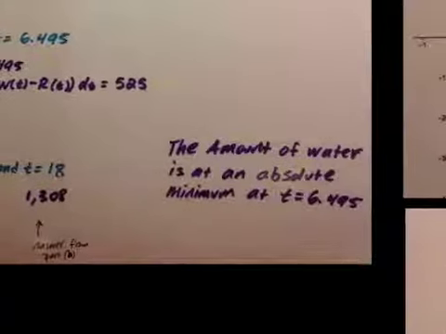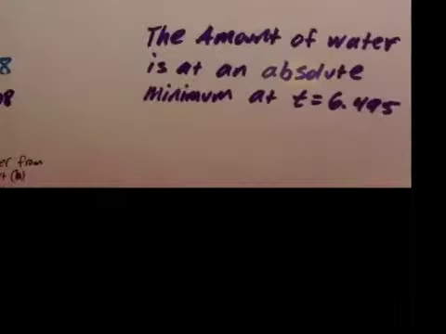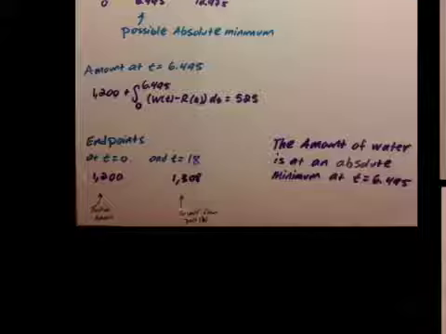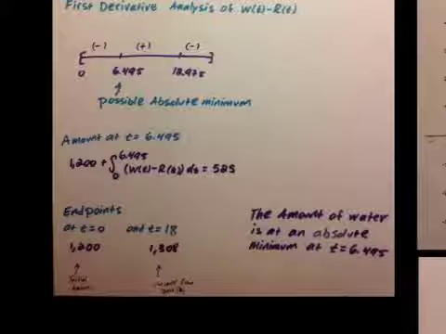So this is what the complete answer would be: the amount of water is at a minimum when the time is equal to 6.495, and that's the complete analysis you would have to earn all the points if this was a free response question.